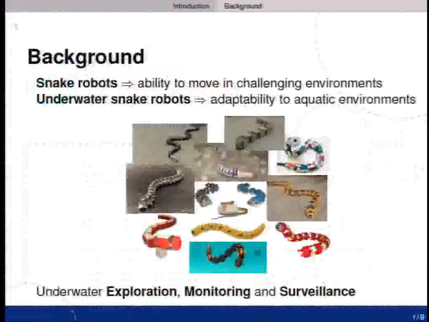In general, snake robots have been studied due to their ability to move in irregular environments. Now compare the amphibious snake robots to the ground snake robots. The former has the ability to move over land and swim in the water, while the physiology of the robot remains the same.